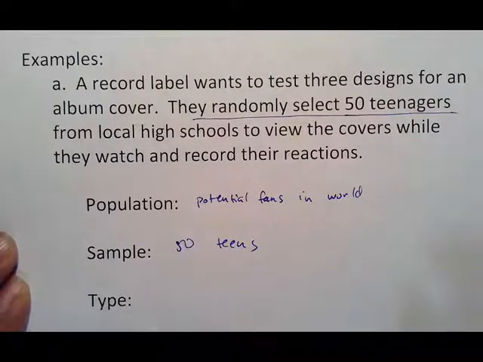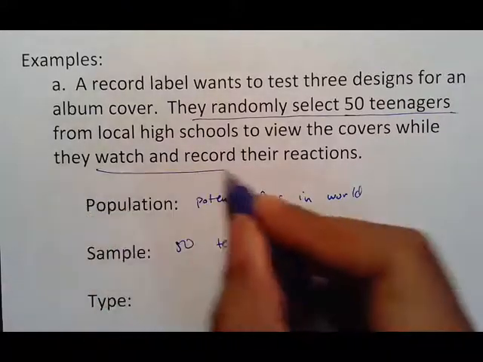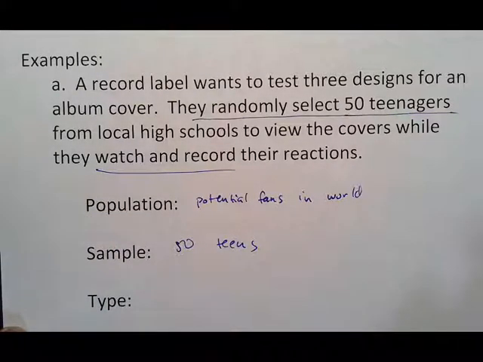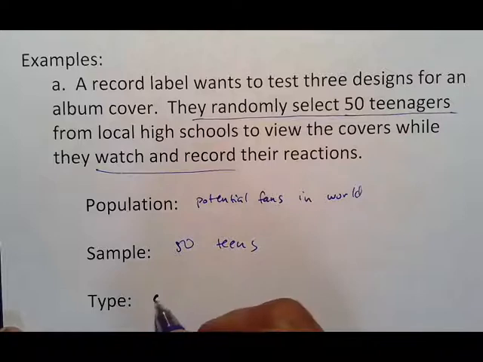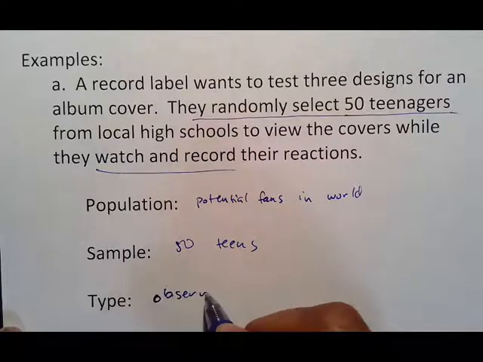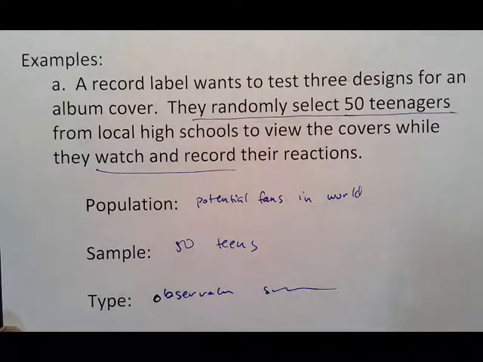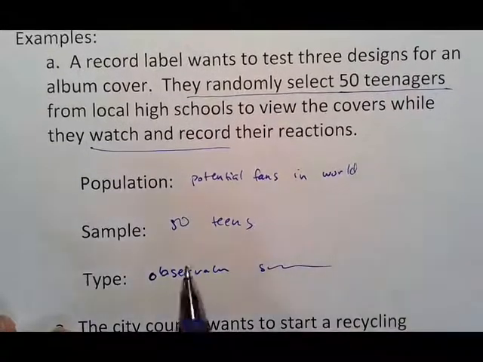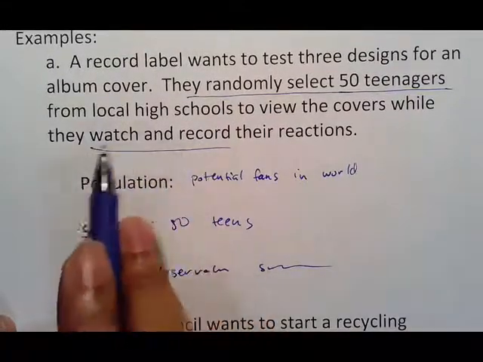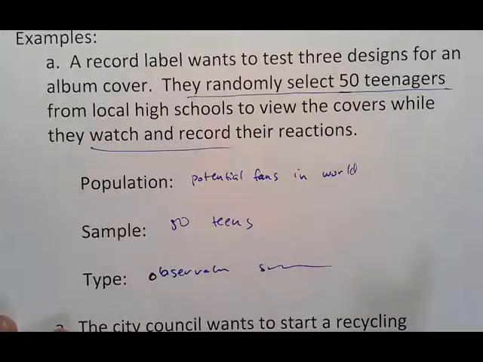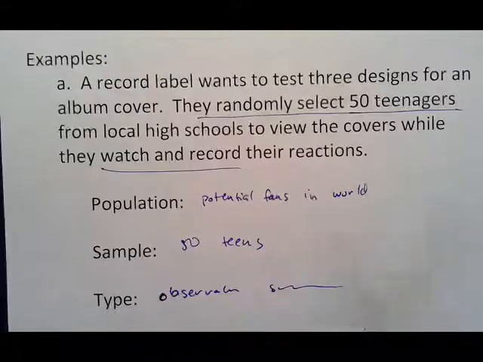The sample type is either your survey, your observational study, or your experiment. Because it says that we watch and record, we didn't ask them any questions. We did not walk up to them and bother them at all. We just let them look at the covers and watched how they reacted. This is an observational study. Because we are simply watching and observing, it's an observational study. And so those will be your 3 answers, and that'll be that.